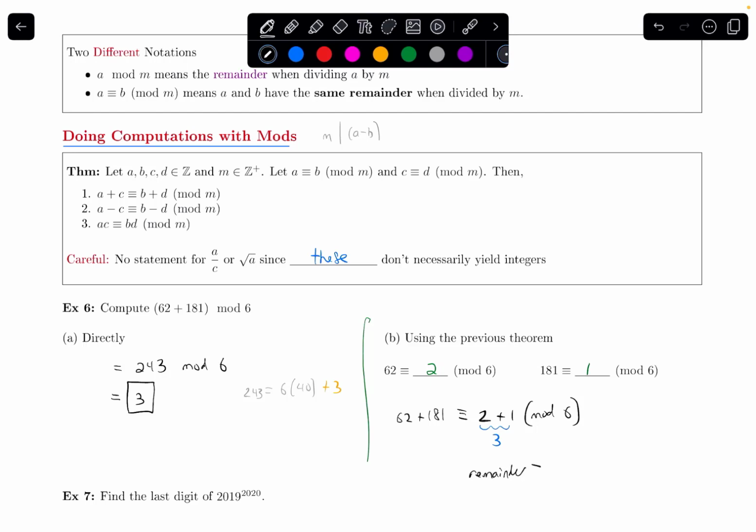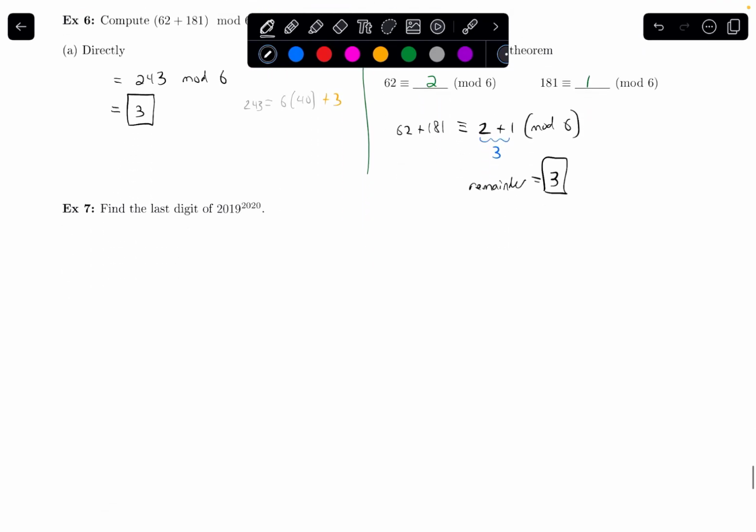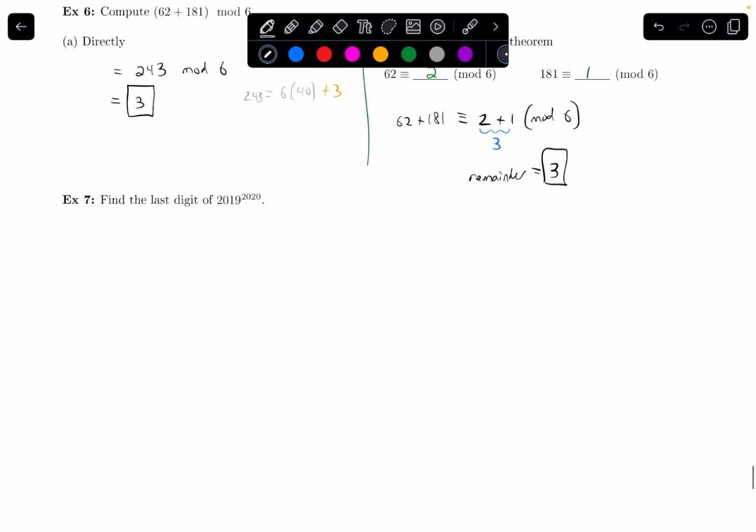That is just 3. All right, cool. So let's end this video with one more example where we up the difficulty and we really start to show some of the power of these mods. So let's find the last digit of 2019 to the 2020 power.